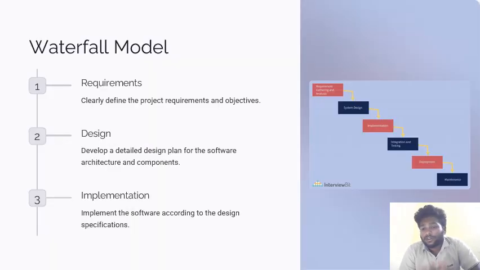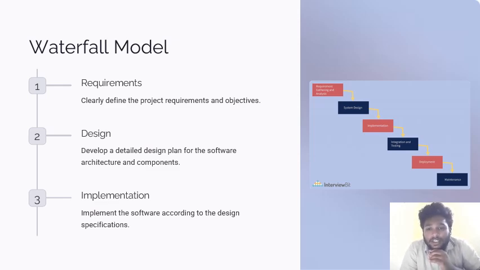Now let us see some models of the software engineering process. The first one is the waterfall model. The requirements of the waterfall model are to clearly define the project requirements and objectives, develop a detailed design plan of the software architecture and components, and implement the software according to the design specification.